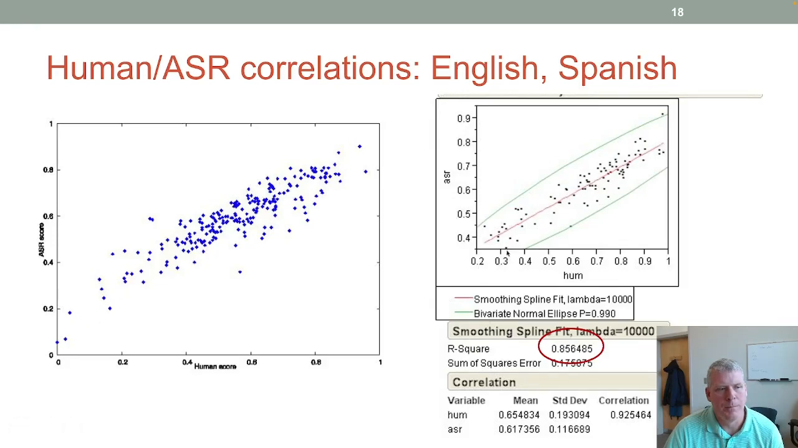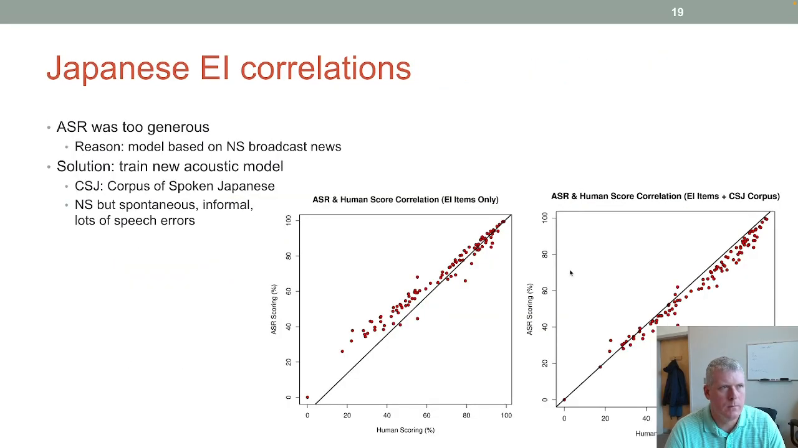Here's another plot showing the correlation between the human on the x-axis and the ASR system on the y. With Japanese, you can see that if the ASR system were identical to the humans, then all the points would be right on that diagonal line. They're not. It looks like the ASR system was a little bit more generous in the lower proficiency areas than up at the higher ones.